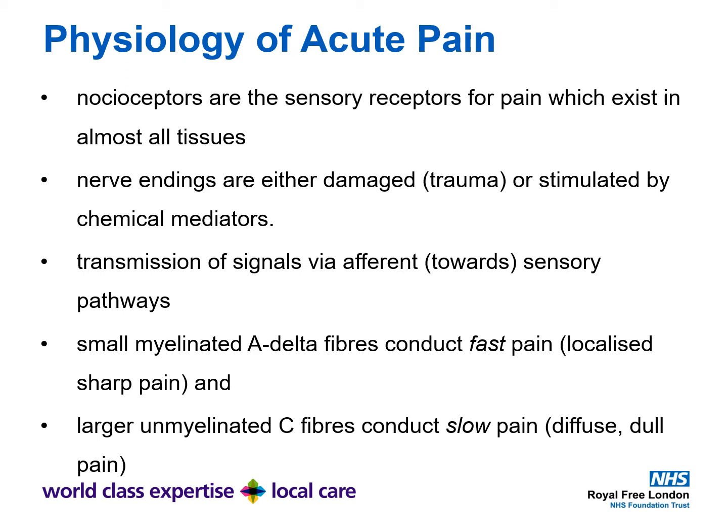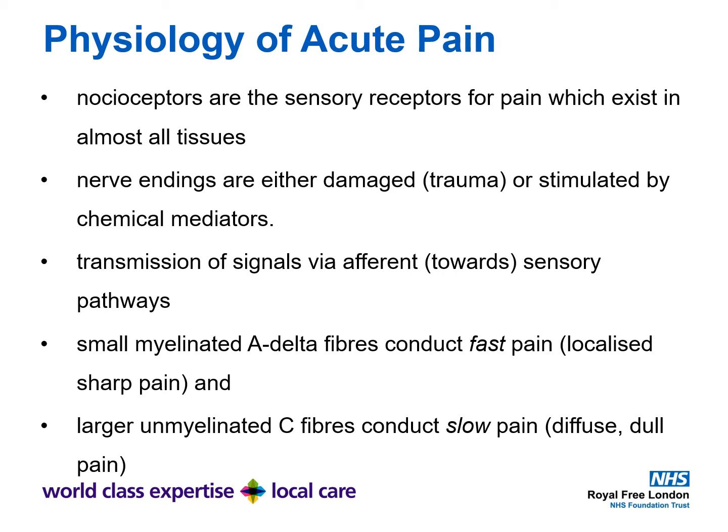So let's talk a little bit now about the physiology of acute pain. To keep it nice and simple, nociceptors are the sensory receptors for pain, and these exist in almost all tissues. The stimulus of pain is where the nerve endings are either damaged, through trauma, or stimulated by chemical mediators. Essentially you have transmission of signals via afferent, which means towards, sensory pathways of the central nervous system.